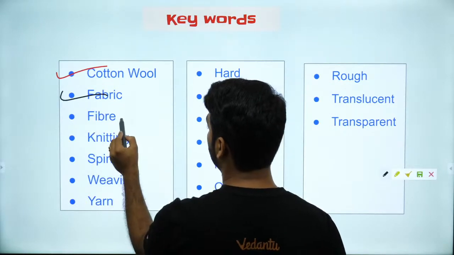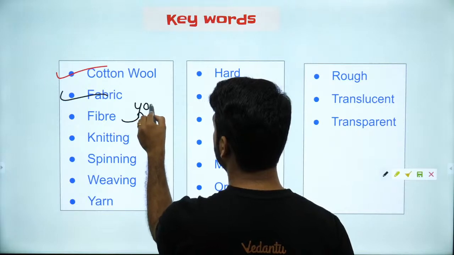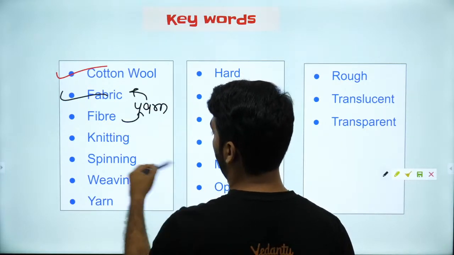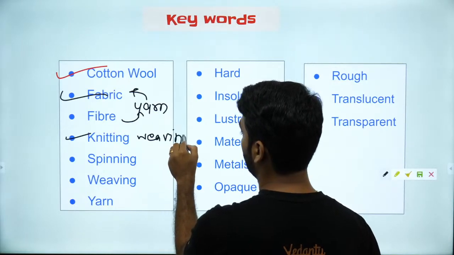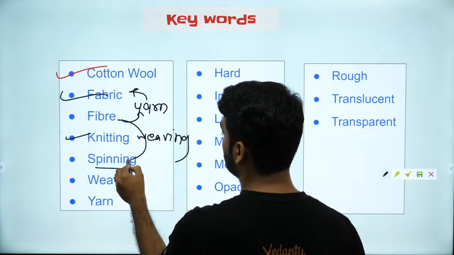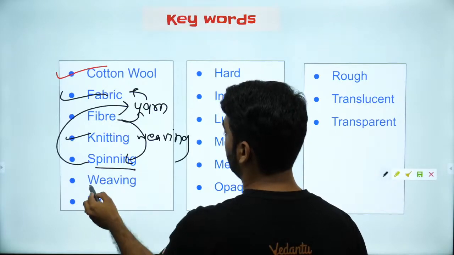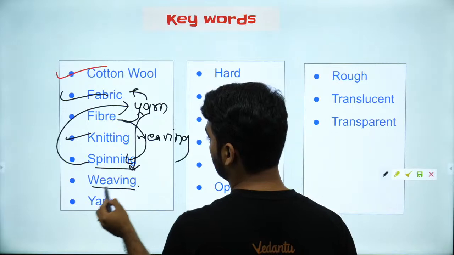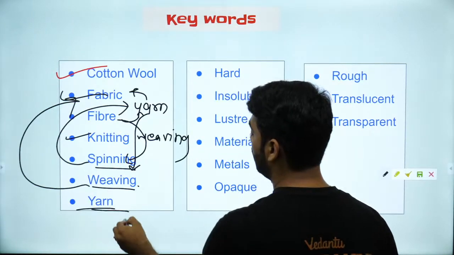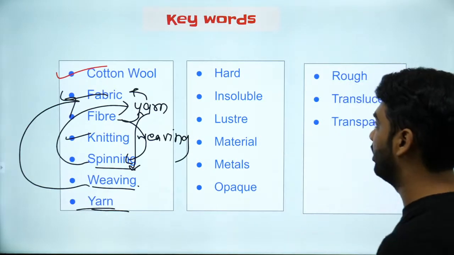Fabric: fiber is converted to yarn. Fiber is spun into yarn. Yarn is woven into fabric. Knitting is a type of weaving. Right? Spinning is when fiber is spun to make yarn. Weaving is when yarn is woven to make fabric.